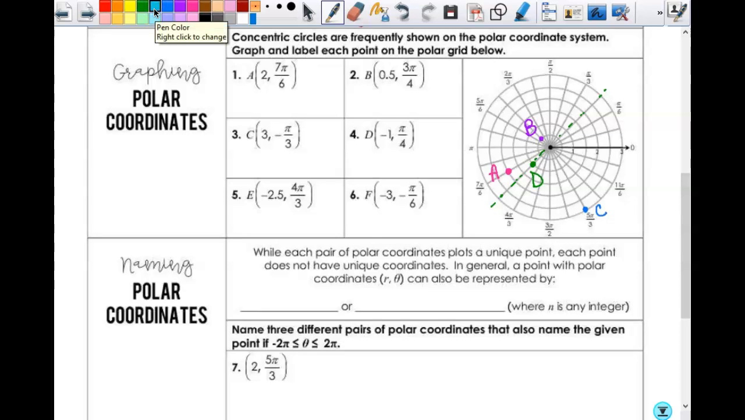All right, so number 5, let's see. We've got negative 2.5 and 4 pi thirds. So I'm going to go to 2.5. I'm going to rotate to 4 pi thirds, which is right here. And then, because it was a negative 2.5, I'm going to pass through the pole, and I end up right here. And this is E. Okay, we all good? All right, y'all do number 6.